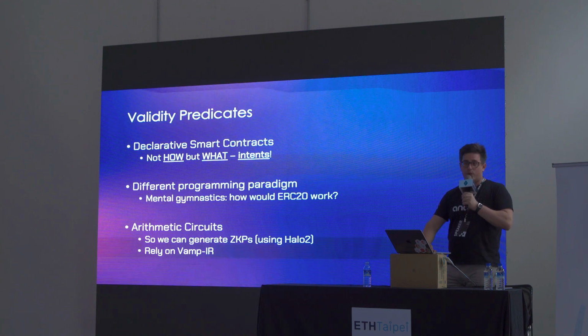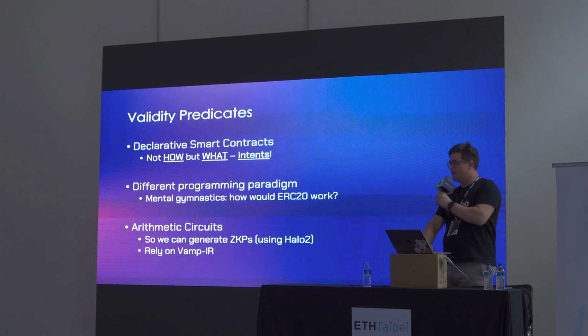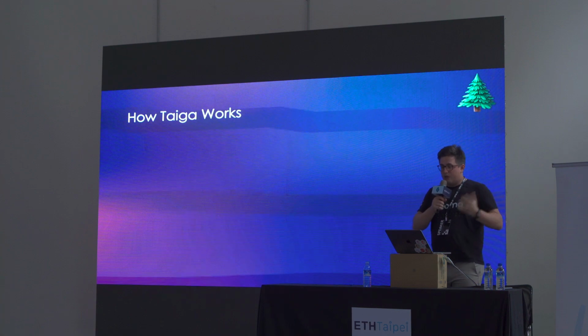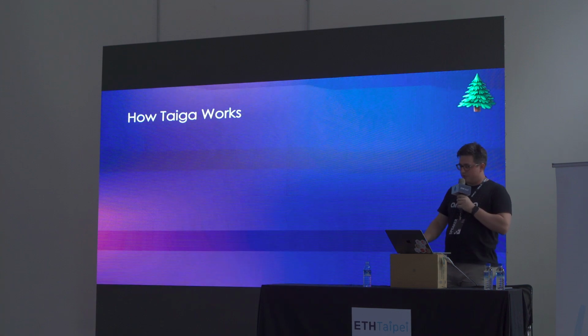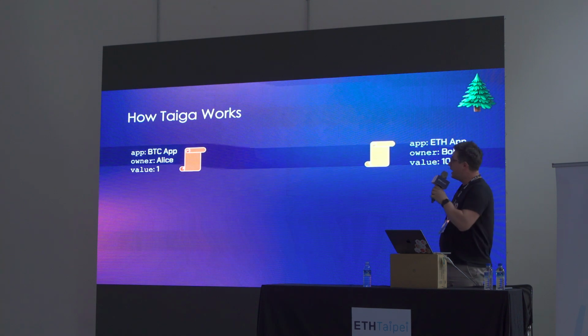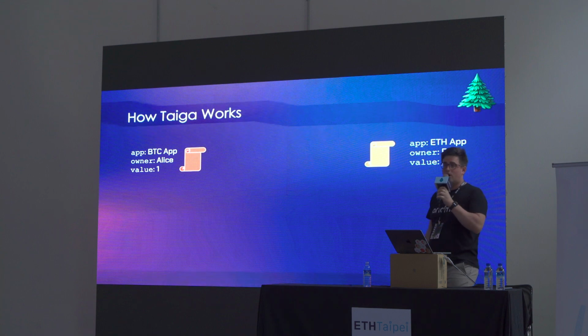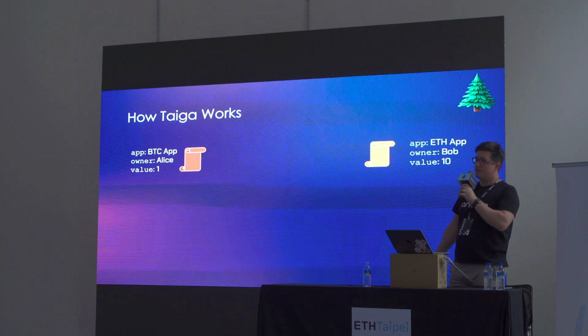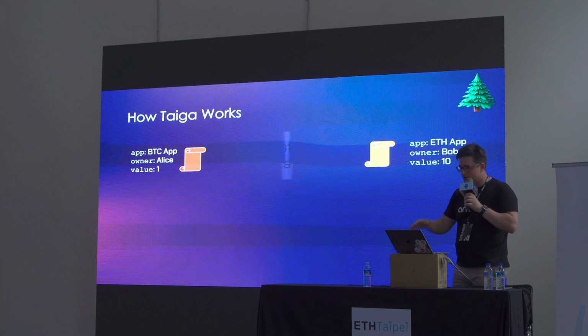So how does Taiga work in general? How do we do these intents? And how are these intents expressed, and how do they turn into transactions? Let's say we have Alice and Bob, as usual, and Alice has a note of 1 Bitcoin in her name, and Bob has a note of 10 Ether in his name. And this is our existing state.